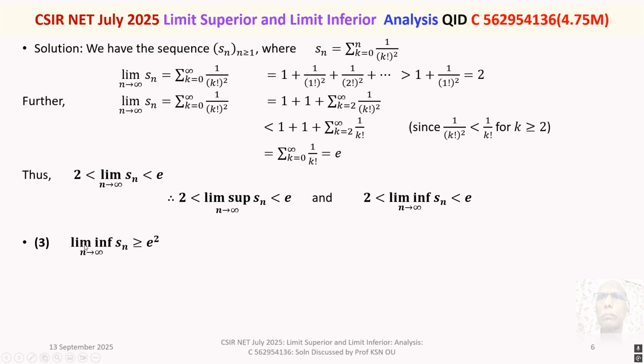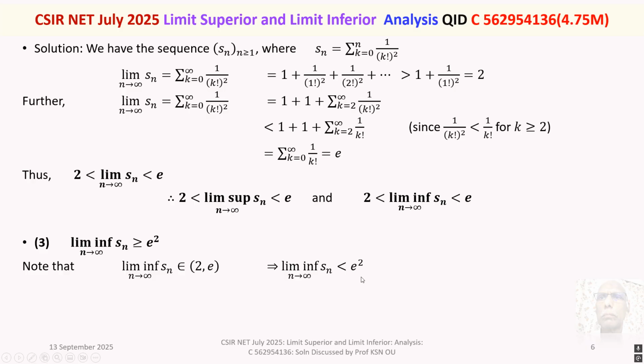In option 3 it is given limit inferior of Sn greater than or equal to e square. But the limit inferior of Sn lies between 2 and e, that is, it belongs to the open interval (2, e), right? Therefore, the limit inferior of Sn will be strictly less than e square because it lies between 2 and e. e square is much bigger than e. Therefore, limit inferior of Sn is strictly less than e square, but it is given it is greater than or equal to e square.